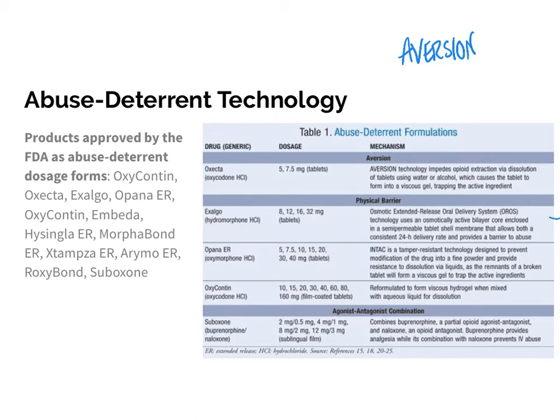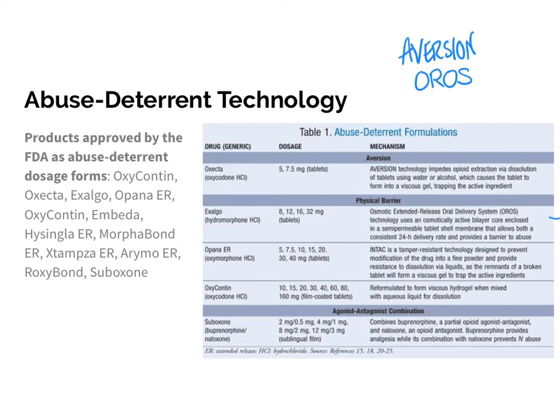Another type of physical barrier that's possible in a dosage form is called Osmotic Extended Release Oral Delivery System, or OROS, O-R-O-S. This technology uses an osmotically active bilayer core. It encloses a semi-permeable tablet shell membrane, and that allows the consistent delivery over a 24-hour period, and it's also a physical barrier to the abuse potential.